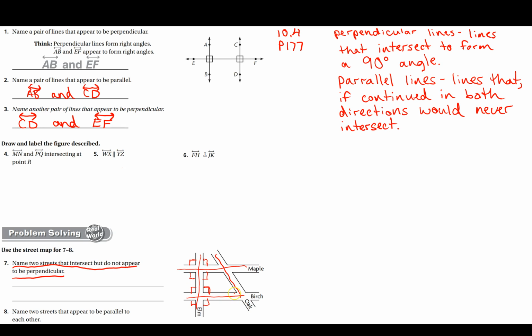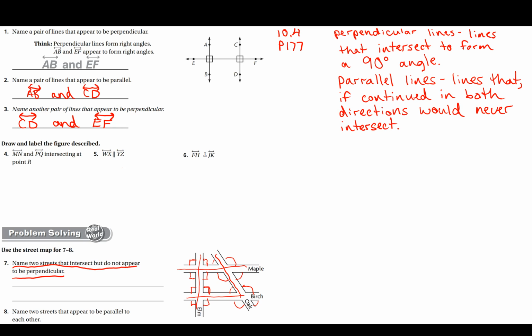And then Oak Street, we have Oak Street crosses or intersects with Birch Street, and it intersects with Maple Street. And they intersect, and they do not have a 90-degree angle. We have an acute angle here, an obtuse angle here, an acute angle, there's an obtuse angle, obtuse, acute, obtuse, acute.